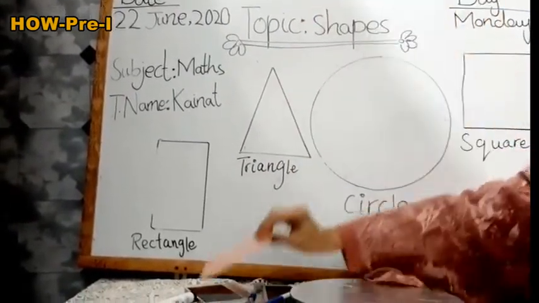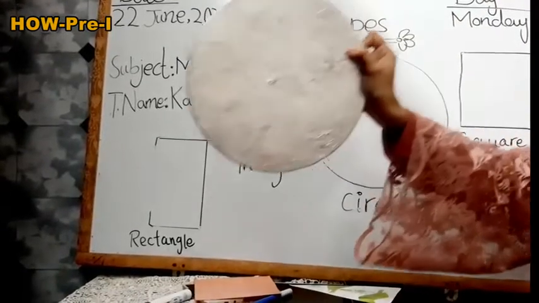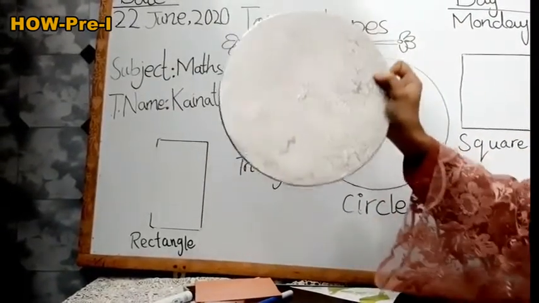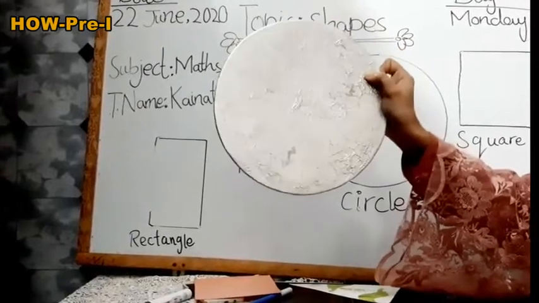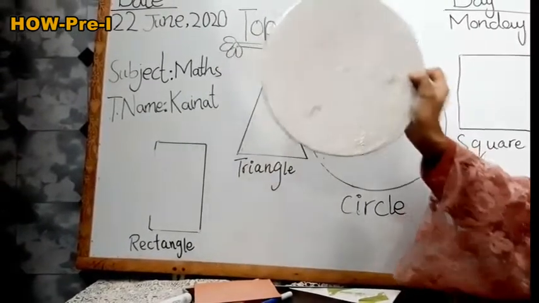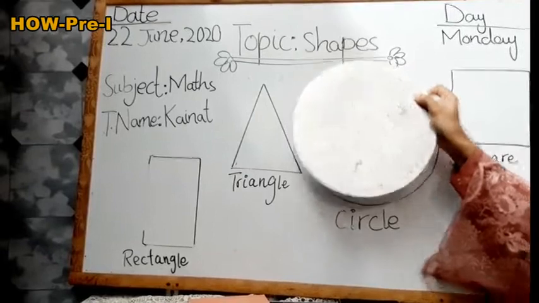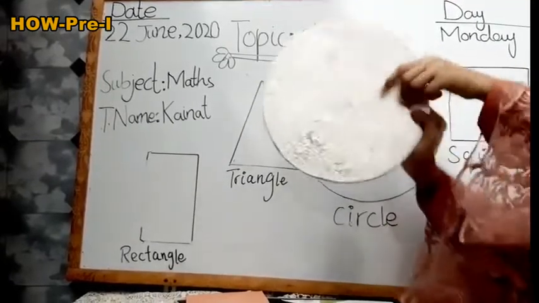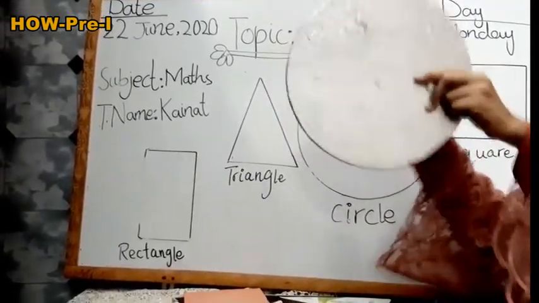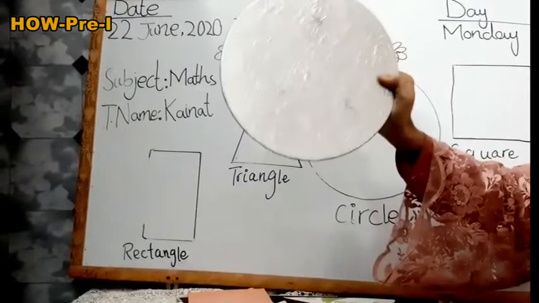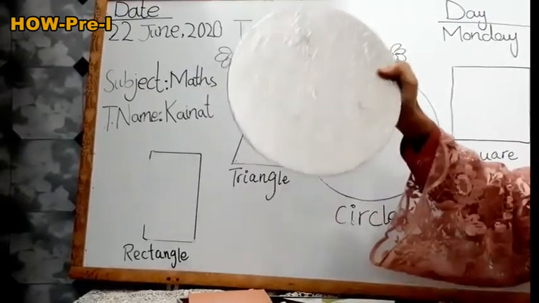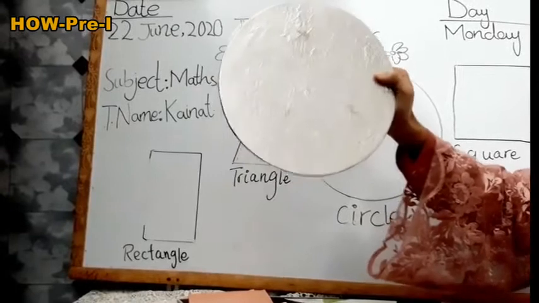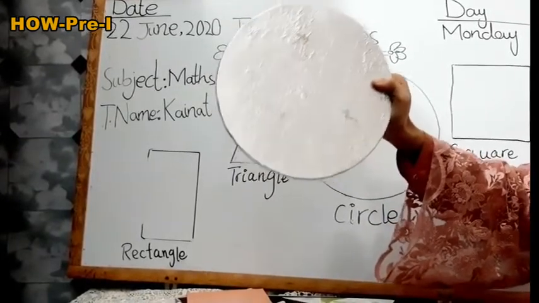The next shape is, oh, what is this? Which shape is this? This is circle shape. I'm a circle. I go round and round and round. I have only one side.